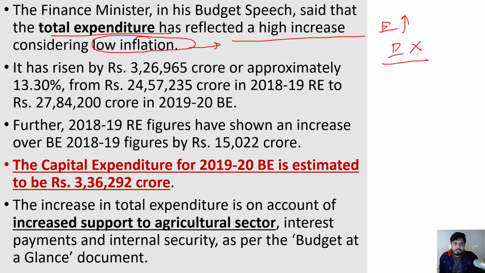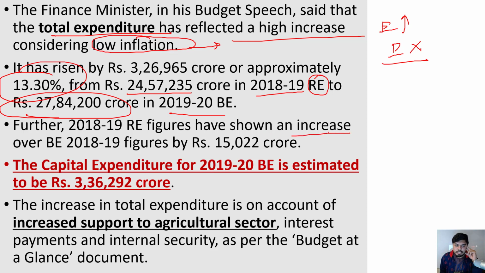And you see, the expenditure was 24,57,000 crore in 1819 as a revised estimate, and now it is estimated at 27,84,000 crore rupees in 1920. So that's important, and it is again a rise of 13.30%, as I told you. And you see, it has shown an increase over the budgetary estimate of 1819 figures by 15,022 crore rupees.